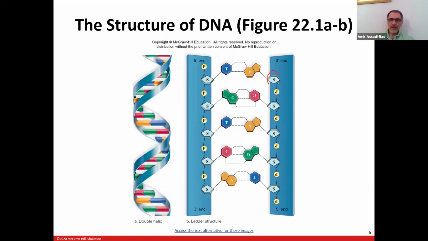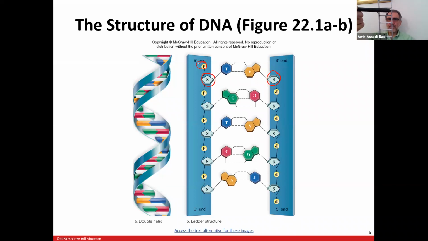So these are the sugar molecules right here, the deoxyribose. Here is a phosphate. So the legs of the ladder are made up of phosphate right here, sugar, phosphate, sugar, phosphate, sugar, phosphate. Same as this side. Sugar, phosphate. You guys see that? Maybe I should bring it closer.